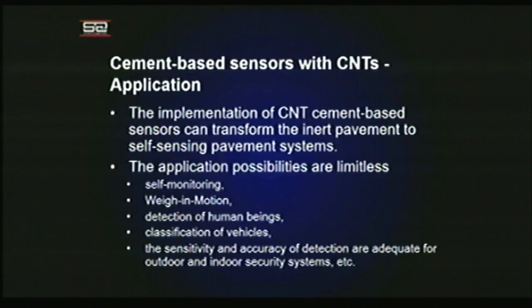If we implement it, the benefits are limitless. That is, the application possibilities are limitless. As I said, that is self-monitoring, vehicle motion application, detection of human beings. When this is implemented across a zebra crossing, we can know when to allow the traffic and when not to. And you can also classify based on the strain readings. The sensitivity and accuracy of detection are adequate for outdoor and indoor security.